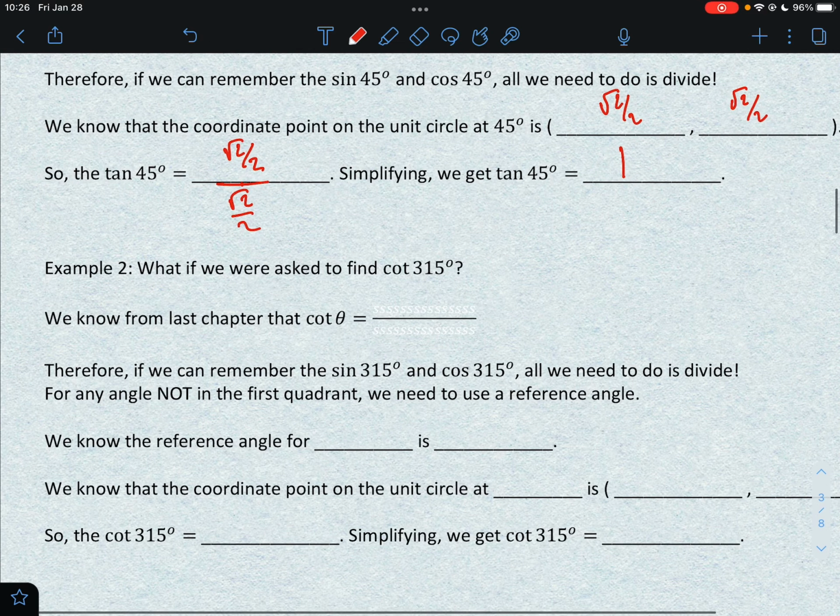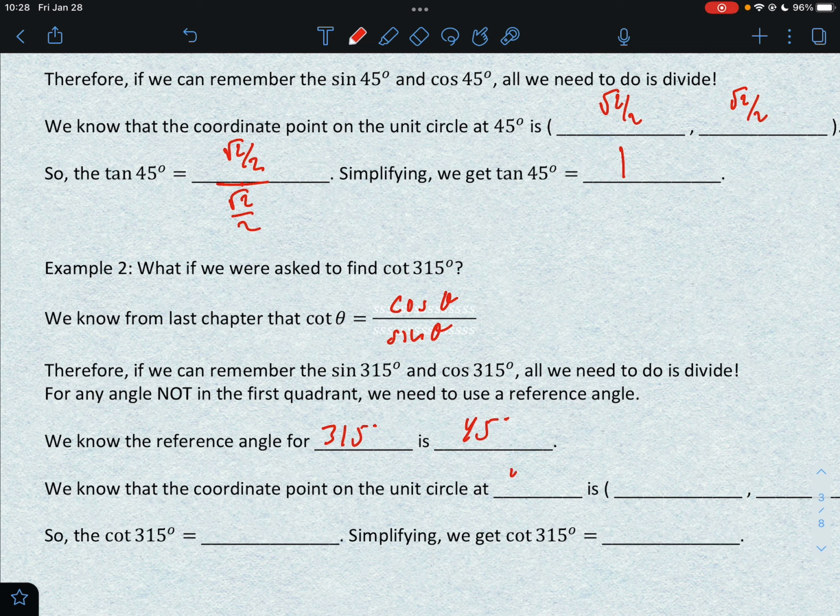Question 2, what if we're asked to find the cotangent of 315? Well, remember, cotangent is just the reciprocal of tangent. So that's just going to be cosine over sine. Therefore, if we can remember sine 315 and cosine 315, all we need to do is divide from there. Remember, this is not the first quadrant, so we have to use a reference angle. The reference angle for 315 is 45. It's 45 away from 360.